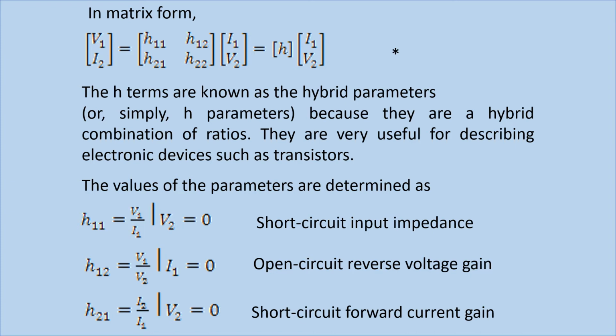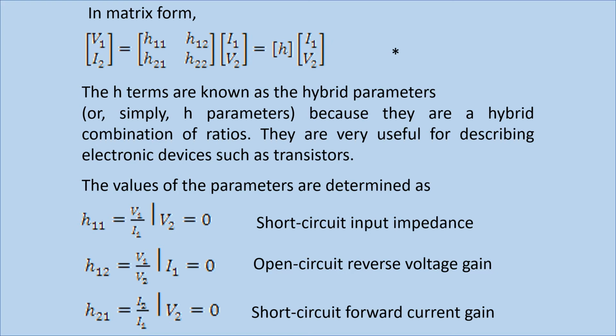Hybrid parameters are used in describing electronic devices such as transistors. Remember, hybrid parameter is also used in analyzing ideal transformers, just like we have impedance and admittance parameters being used in synthesis of circuits, impedance matching, and distribution of power networks. So hybrid parameter is used in describing electronic devices such as transistors and also in ideal transformers.